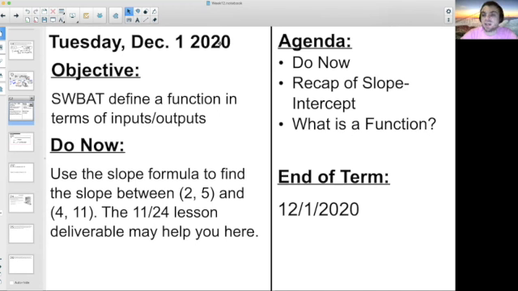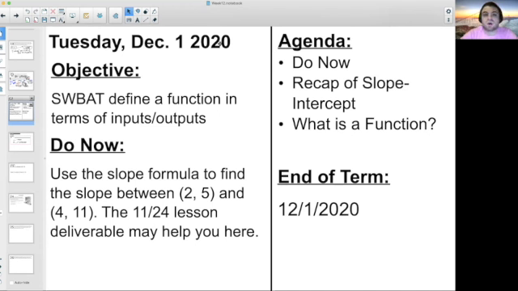The objective for today is that we are going to define a function in terms of its inputs and outputs. What is a function? We'll talk about it in terms of algebra, geometry, table, and context, also known as the AGTC representations. All right, so we'll do our do now. We'll have a recap of slope-intercept form. This will be in preparation for a new MyHRW assignment that has been posted, reviewing slope-intercept, and then we'll talk about what a function is.